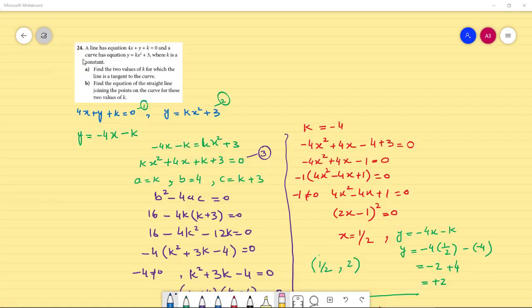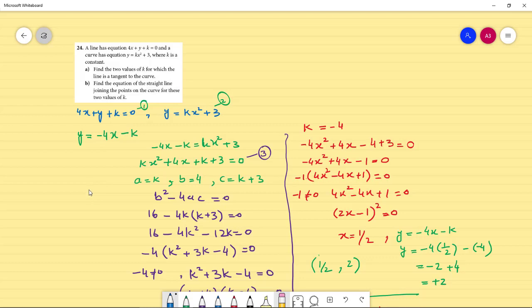Now look at question number 24. Question number 24 is actually the same as we solved in question number 20. A line has this equation and a curve has this equation, where k is a constant. Find the two values of k for which the line is tangent to the curve. Then find the equation of the straight line joining the points on the curve for these two values. Similarly, we have one linear equation and another quadratic equation. In the first part we have to find the value of k, and in the second part we have to find the coordinates where the line is tangent to the curve.